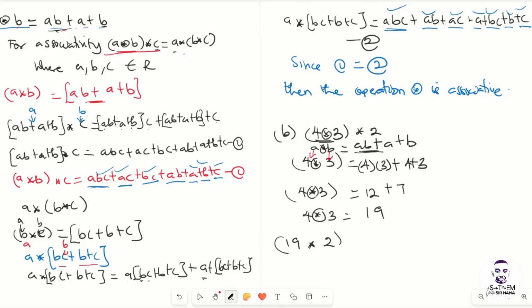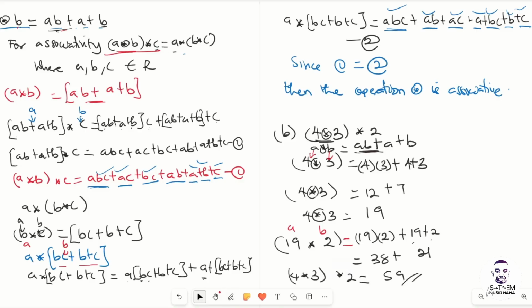So wherever we see our A, we have to replace it with our 19. And wherever we see our B, we replace it with our 2 in the operation. So that means that we're going to have 19 multiplied by 2 plus 19 plus 2. Now 19 plus 2 give us 21. Then 19 multiplied by 2 give us 38. So 38 plus 21 will end up giving us 59. So it means that we can say that our 4 operation 3 operation 2 is equal to 59.